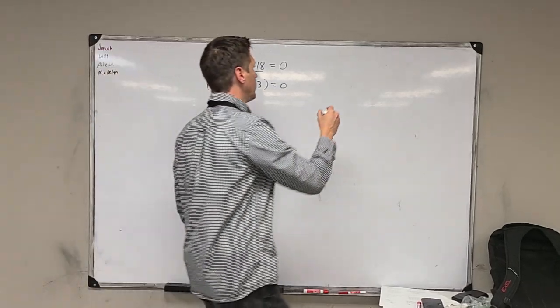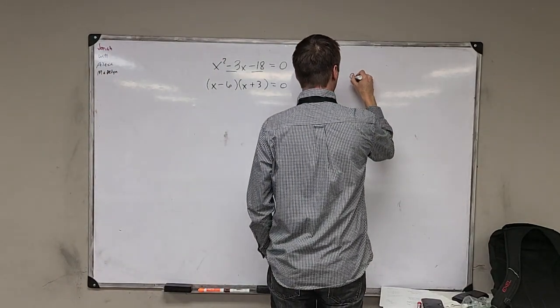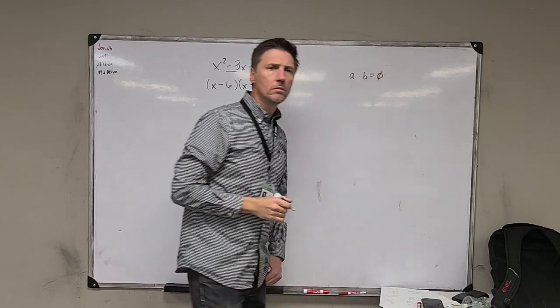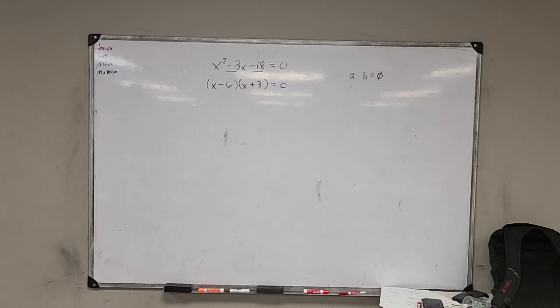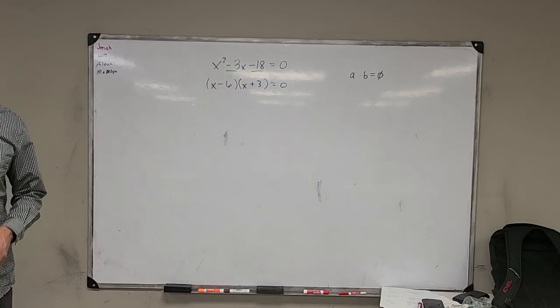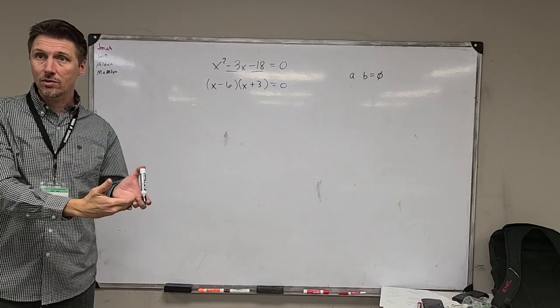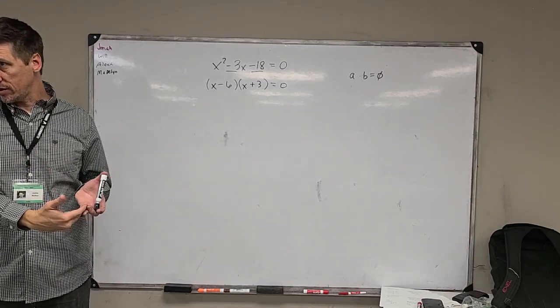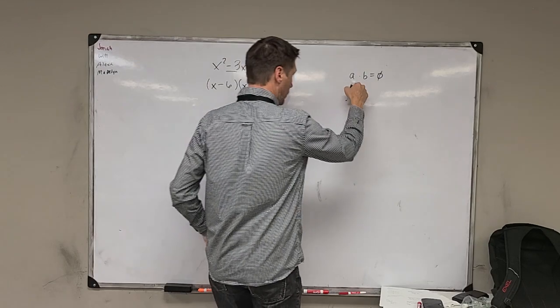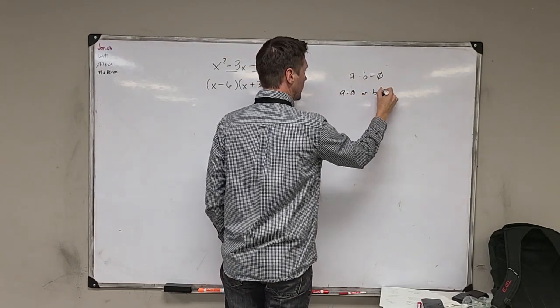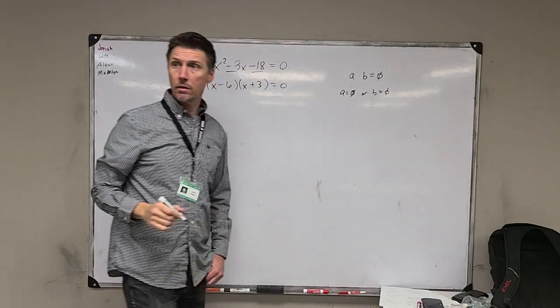Let me ask you a question. If I told you that a times b was equal to 0, what has to be true in order for that equation to be true? One of them has to be 0. They don't have to both be 0, but one has to be. Does everybody see that? The only way you can multiply something together and get 0 is if one of the things you're multiplying by is 0, right? So for this equation to be true, either a has to be 0, or b has to be equal to 0. Does everybody see that?